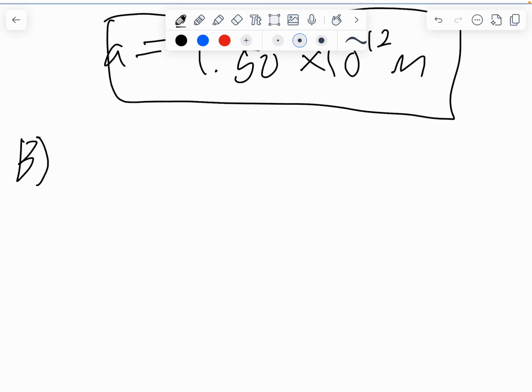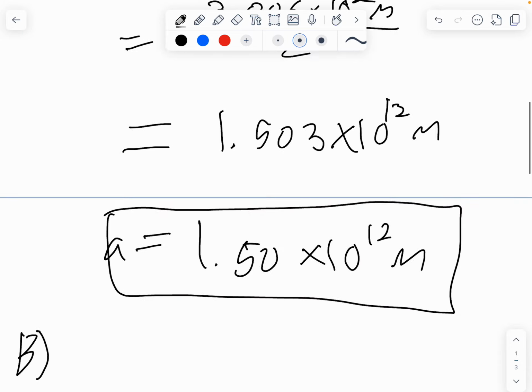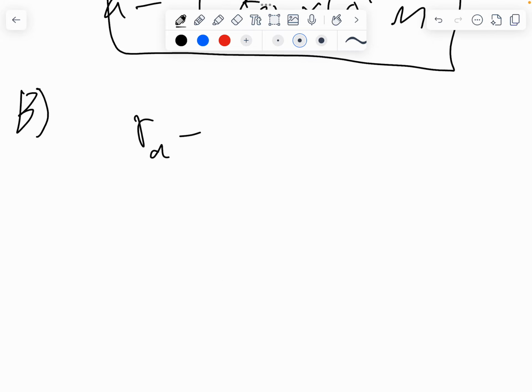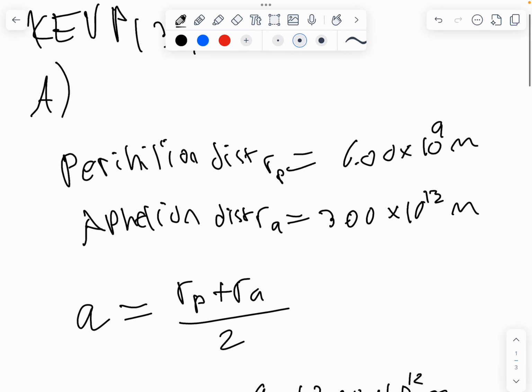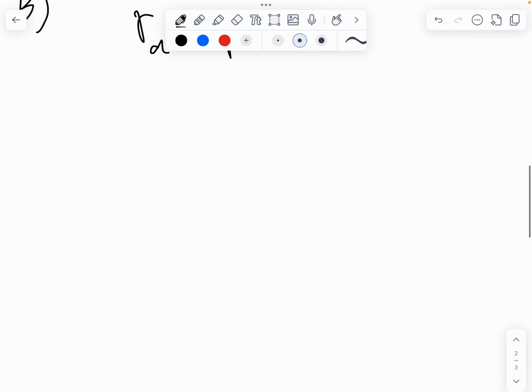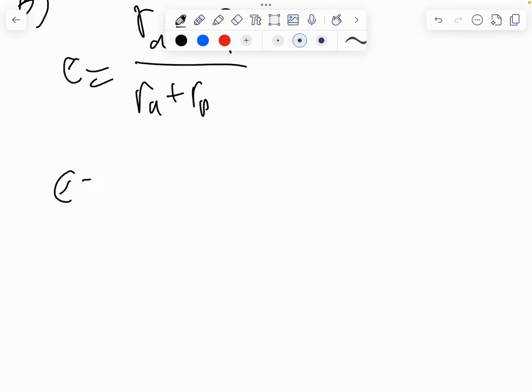Now part B is asking us to find the eccentricity. So the eccentricity is simply the aphelion minus the perihelion, all over the same thing, but with a plus. And that's your eccentricity. Again, you're going to substitute the values.